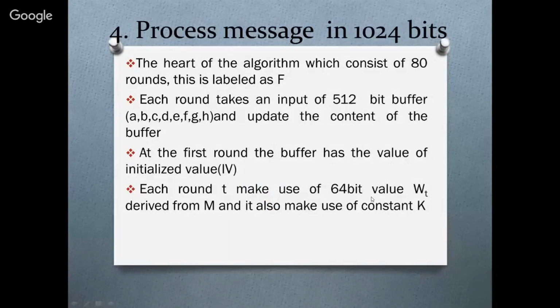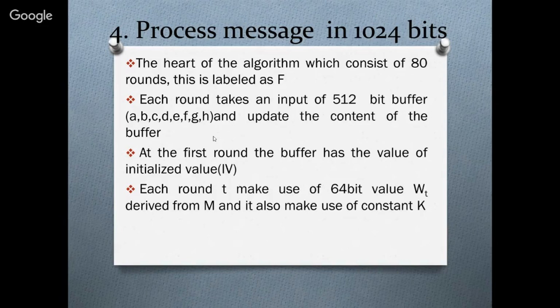So the second step, step 4, is to process a message in 1024-bit blocks. In this step 4, which is the heart of the algorithm, there are 80 rounds. This is labeled as the F function. The F function consists of 3 inputs and it processes 80 rounds.